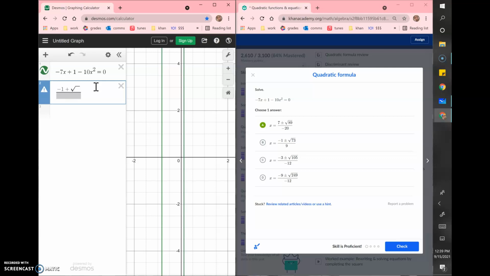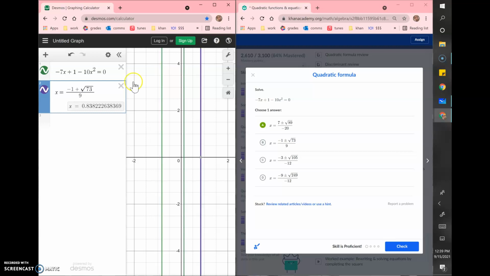Square root 73 divided by 9. And you can see I forgot the x equals part, so I'm not getting the line. Let me put that in there. Now I'm getting the line, and that line's not matching up with either of our answers. So we know, okay, cool. If the plus isn't matching up, obviously the minus isn't going to match up either.